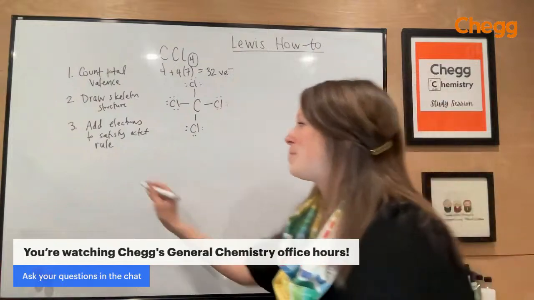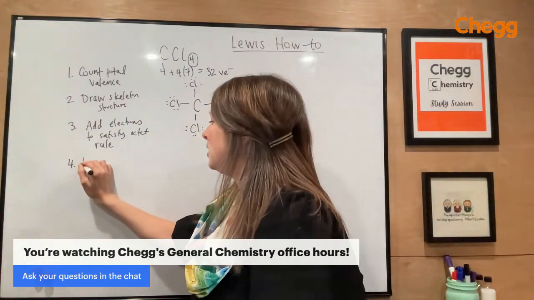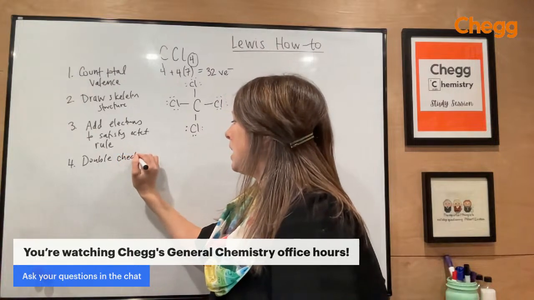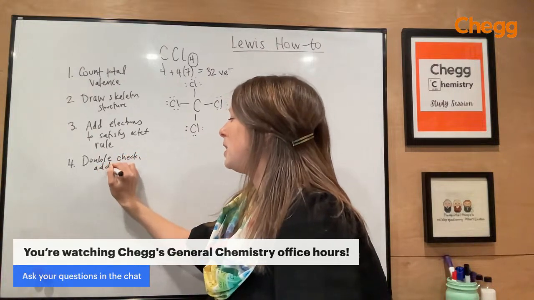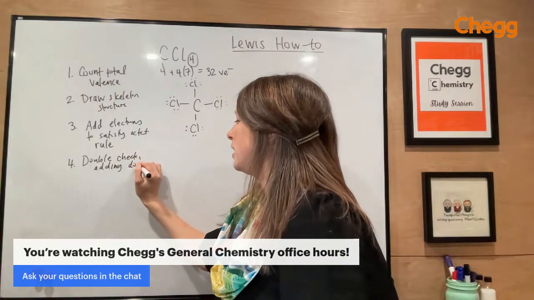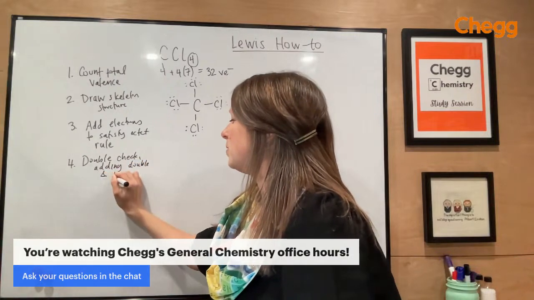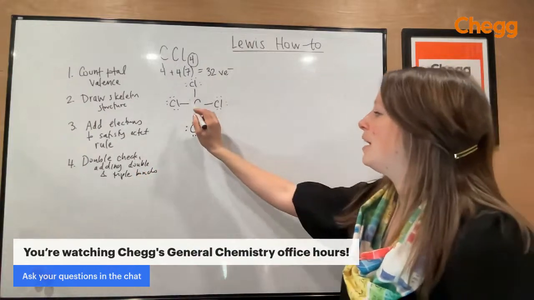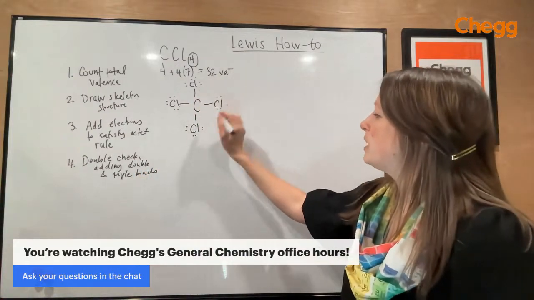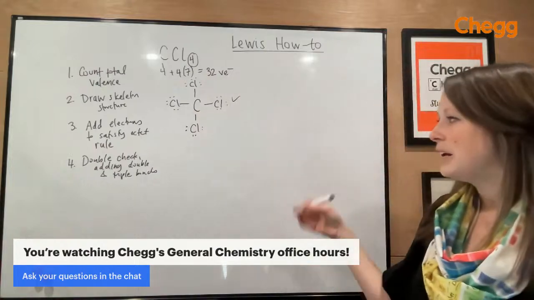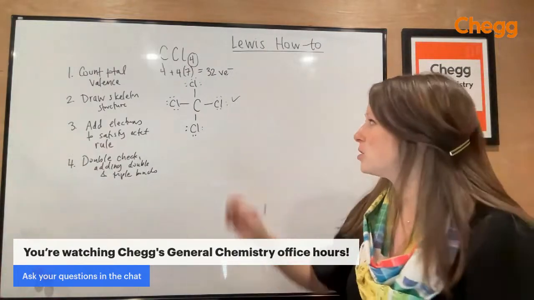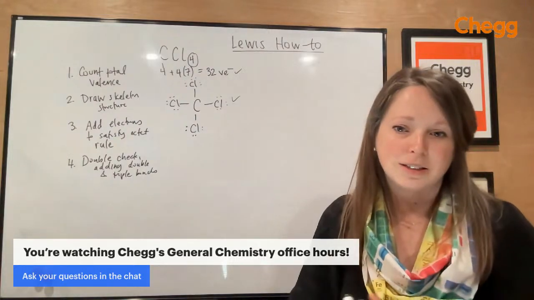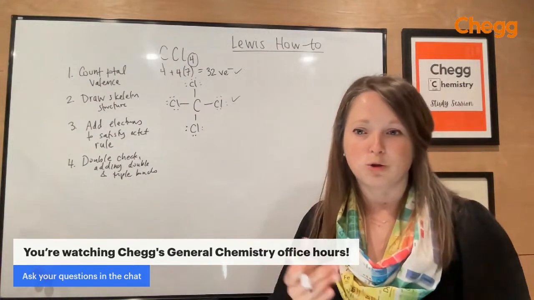So now my last step, I'm going to double check the total, adding double and triple bonds as necessary. Looking at this now, I have 8, 16, 24, 32. This checks out. So I have correctly drawn my Lewis structure. That's the reason why we find the total valence first, because it's a good way to double check and make sure you're not missing any double or triple bonds.